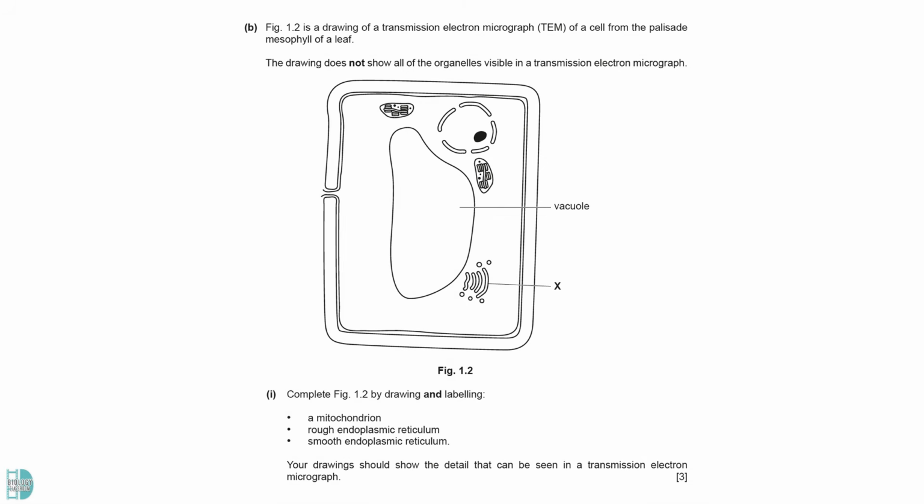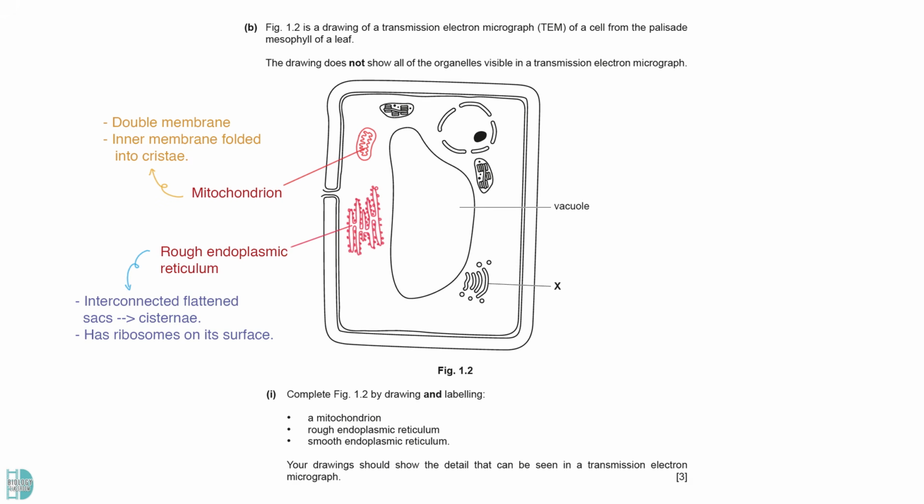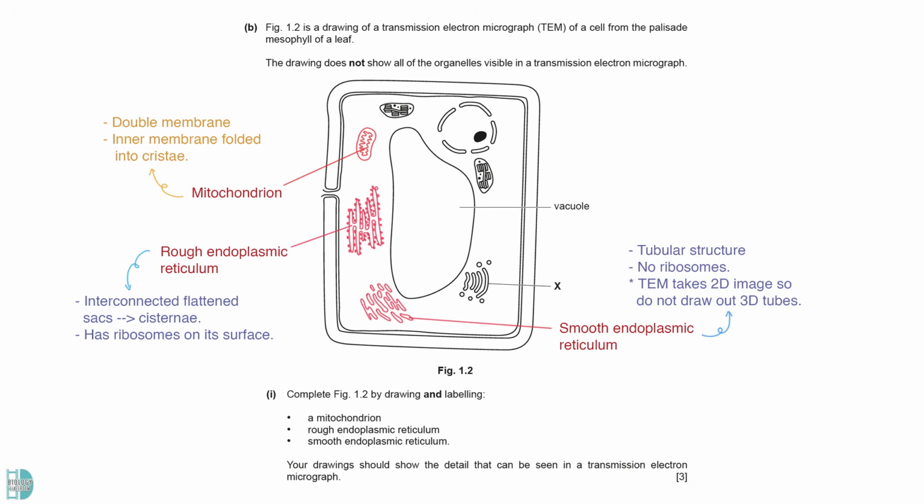B wants you to draw and label a few organelles. Mitochondrion is a double membrane structure, with the inner membrane folded into cristae. The rough ER is composed of interconnected flattened sacs called the cisternae. The smooth ER is a tubular structure with no ribosomes.